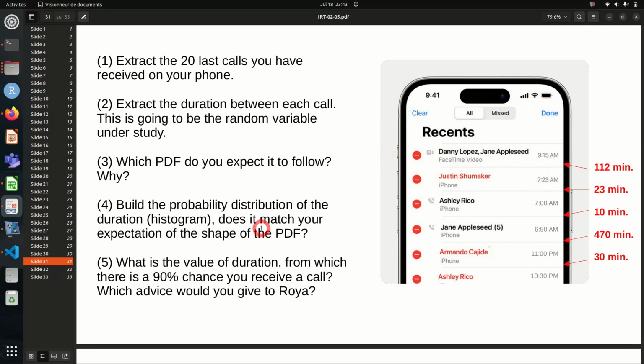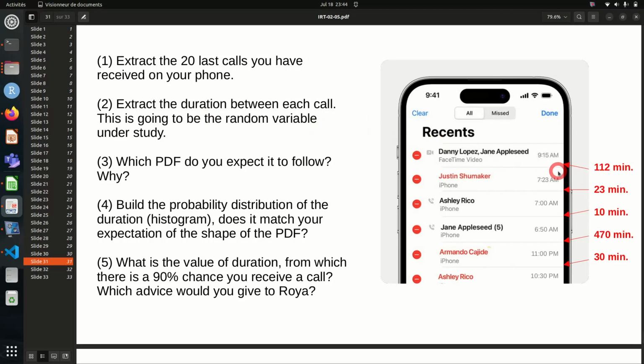This is what you're going to do. You are going to get your phone, if you have a phone. Otherwise, in your working group, take the data from someone else. You go to your phone and you get the 20 last calls that you received. For each call, there is of course a date and an hour. I want you then to extract the duration between each call. This is going to be the random variable.